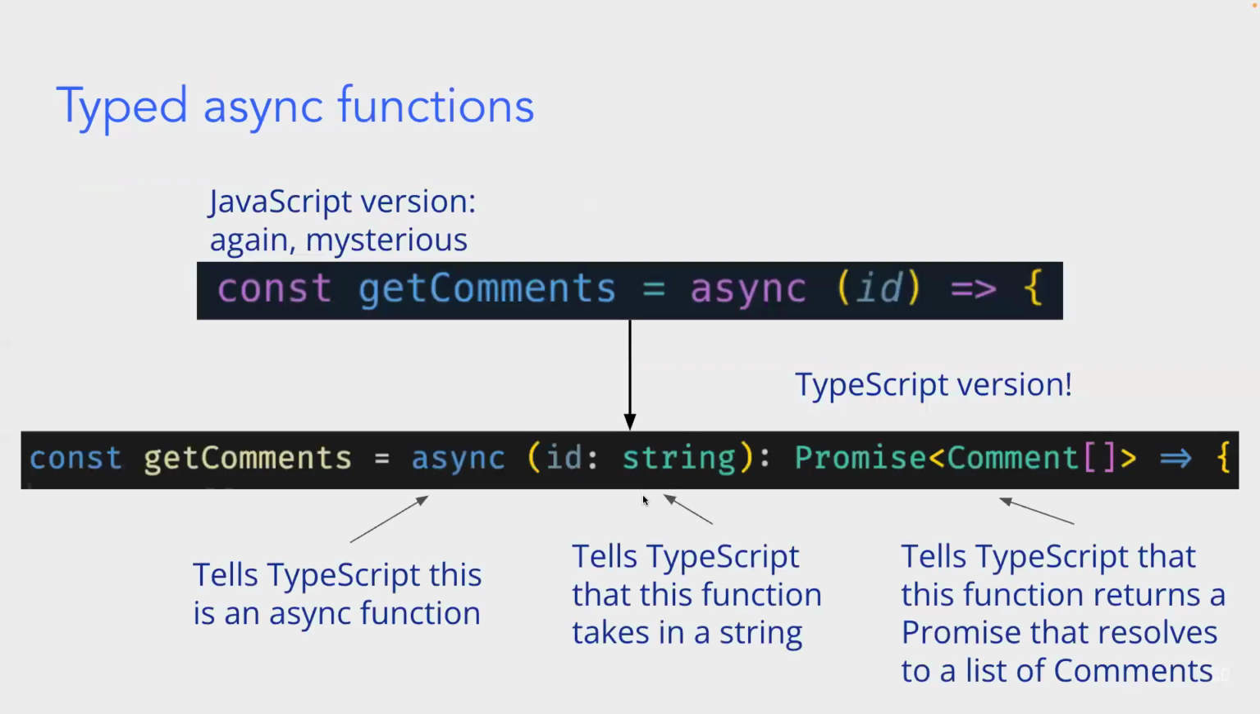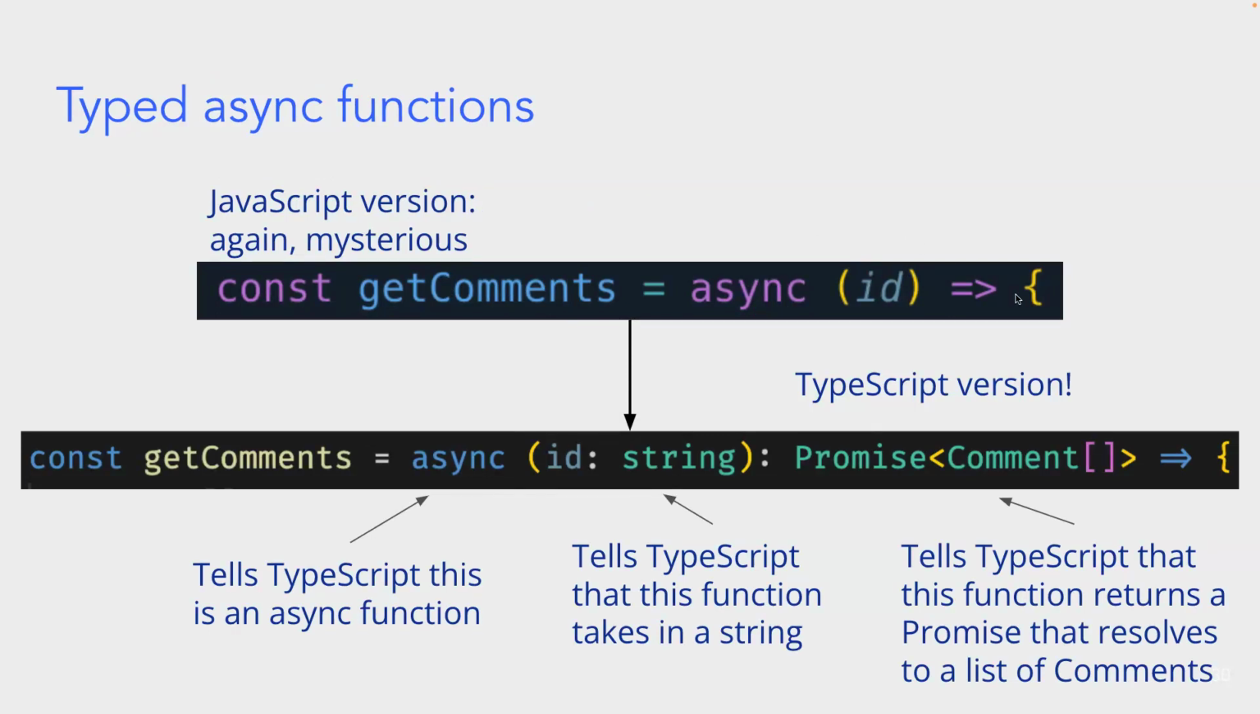And recall we also have asynchronous functions. With asynchronous functions, we have the keyword async and we return promises. And we need to specify this in our types as well. So at the top, we have our JavaScript version, which again is a little bit mysterious because we know that it's a getComments function that takes in an ID and is asynchronous. But again, we don't know exactly what ID is or what it returns.